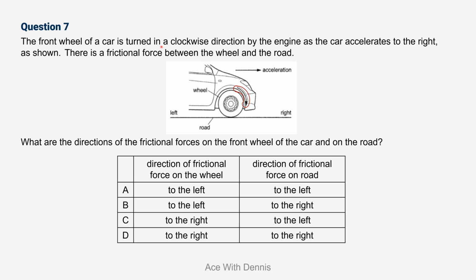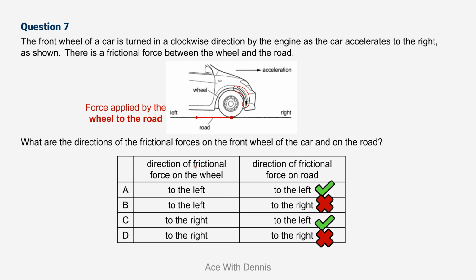So the wheel is turning in a clockwise direction over here, which means this will be the force applied by the wheel on the road. Okay, so this force applied by the wheel to the road will be the frictional force on the road. Remember the car needs to move to the front, hence in this direction, hence this will be the frictional force applied by the road on the wheel, so that the car can move forward. So A to the left is correct, and C also to the left is correct, but not B and D.